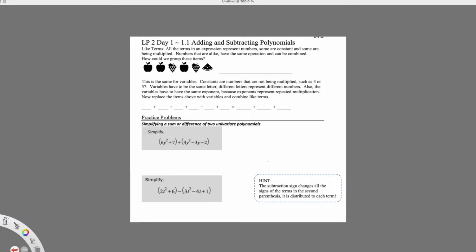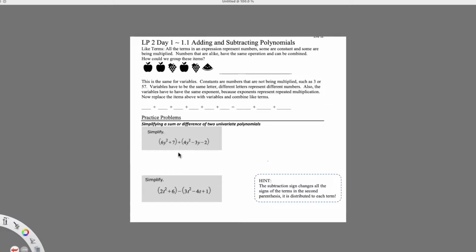Alright, so in this video we are going to be simplifying a sum or difference of two univariate polynomials. So univariate means one variable. So there's only one variable in these. You can see there's y, there's y, there's y. We have y squared, but it's still y.